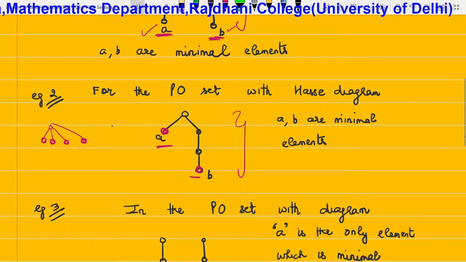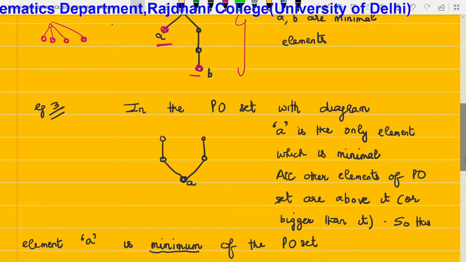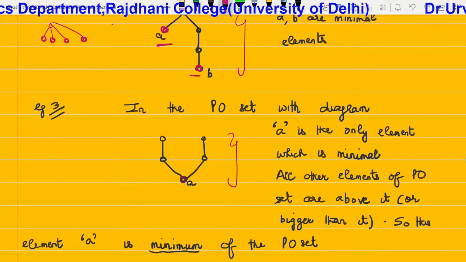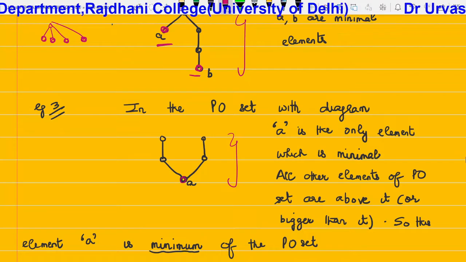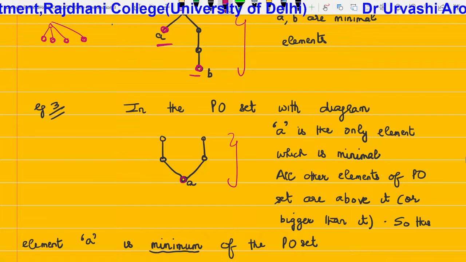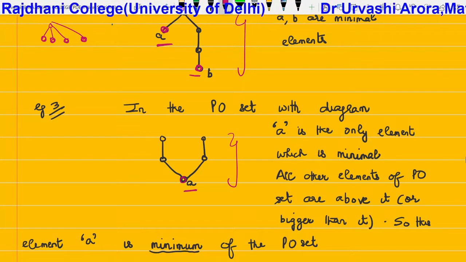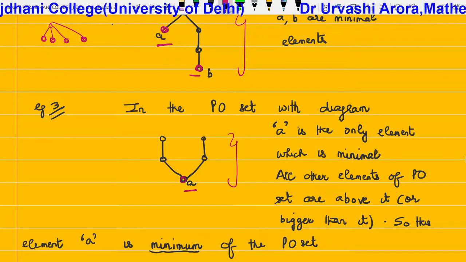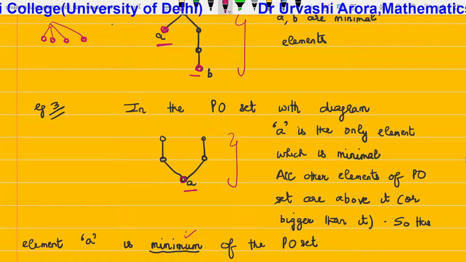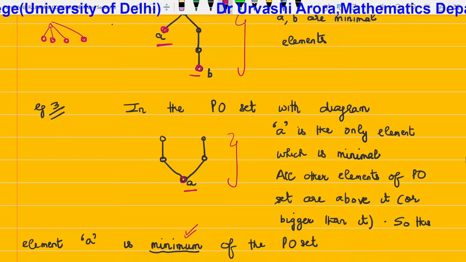Again, if we take the third example, example 3, then this is a PO set in which there is an element A which is a minimal element, because there is no element which is smaller than A, there is no element which is lower than A, so this is a minimal element. And we can see that A is the only element in the PO set which is minimal, so in this case it will be called minimum. So when there is only one minimal element in the PO set, then it's called minimum.